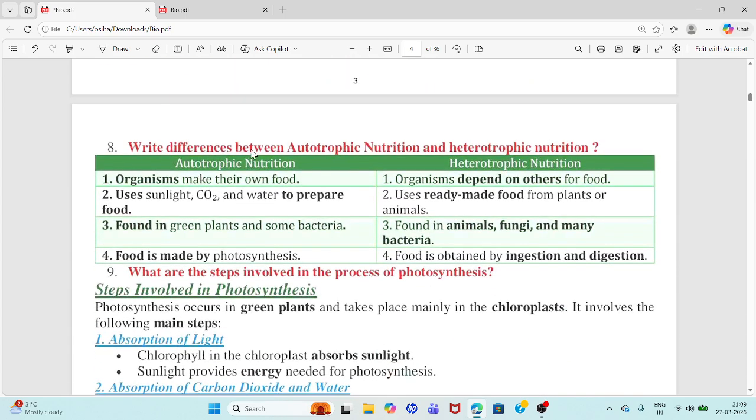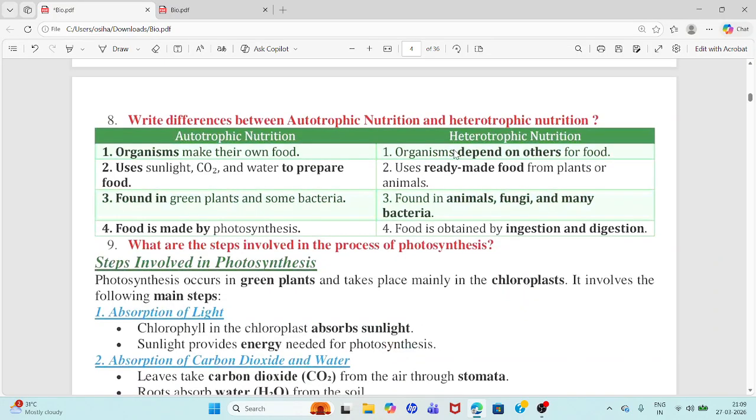Now eighth question. Write the differences between autotrophic nutrition and heterotrophic nutrition. Autotrophic nutrition, heterotrophic nutrition. Organisms make their own food here, and here organisms depend on others for food.